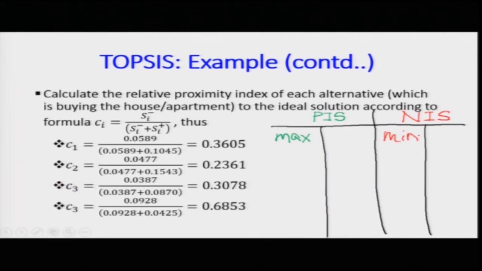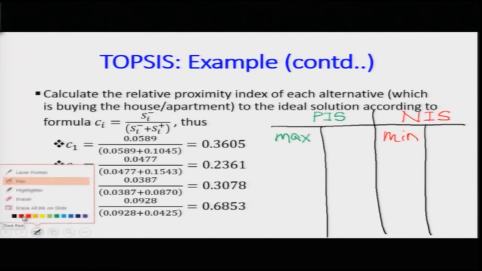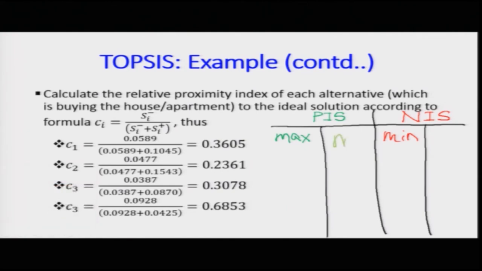I am using the same color scheme, remember. When I use the min for the PIS, I use the light green, and when I use the max for the NIS, I use the dark red color. Now, all these things would give me the combinations. There are 2 here and 2 each here, so there will be 4. I am only using one of them. I can do the relative ranking and give a much better picture.